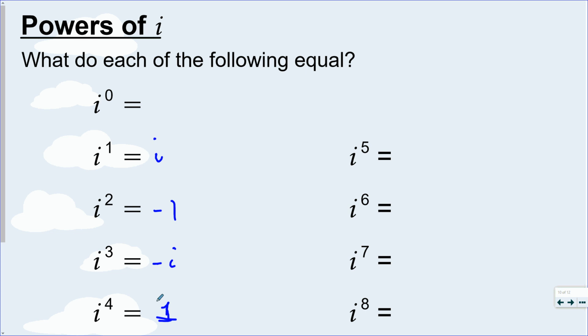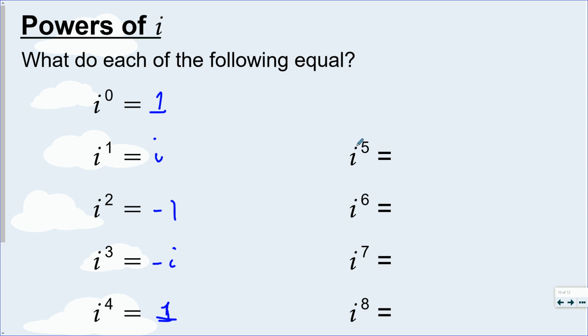What about i to the 0? What's that going to be? So our rule that we used with 0 was that anything to the 0 power is 1. Right? That rule should exist here as well. Okay. Now here's the thing. Notice that i to the fourth is equal to 1. So it's like 4 i's can kind of disappear.